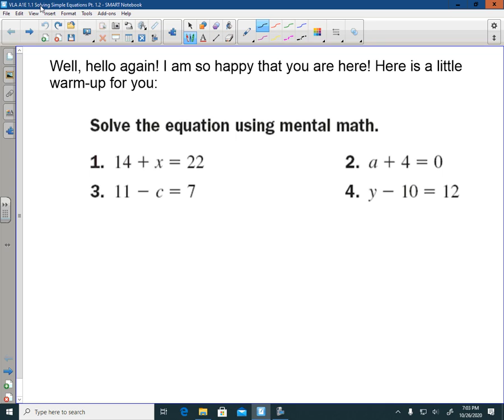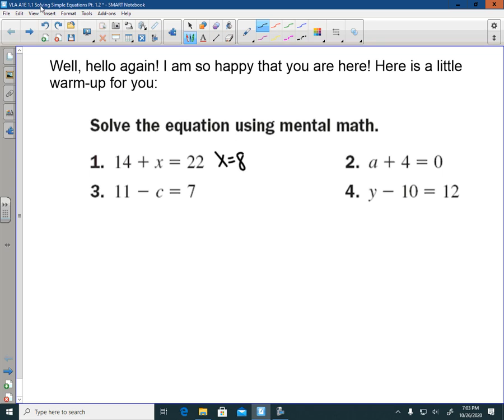So for number one, if we take 14 and we want to know how to get to 22, well, we could use our fingers and think about it: 14 plus, let's see, 15, 16, 17, 18, 19, 20, 21, 22. Oh, 8 gives us 22. And so x equals 8.